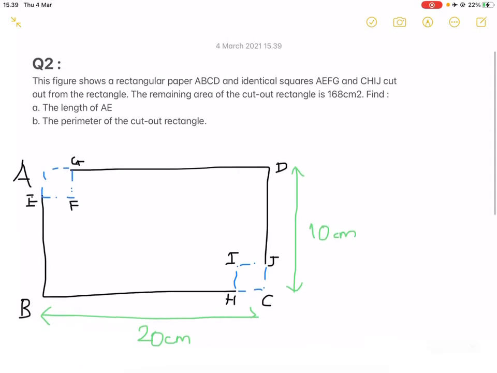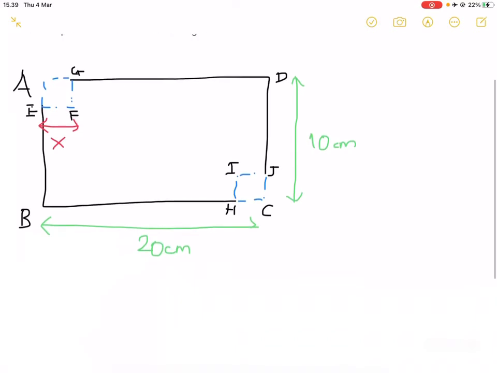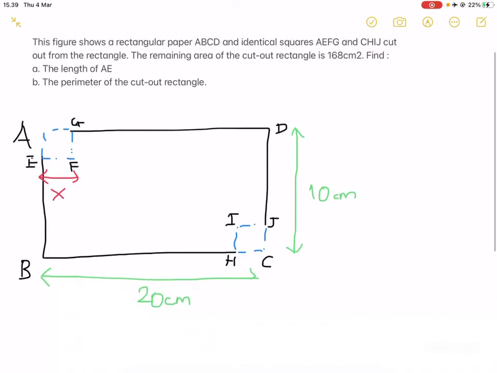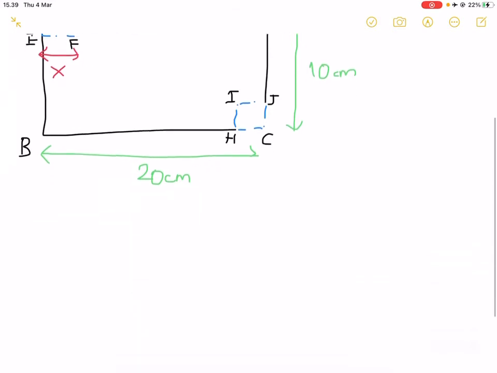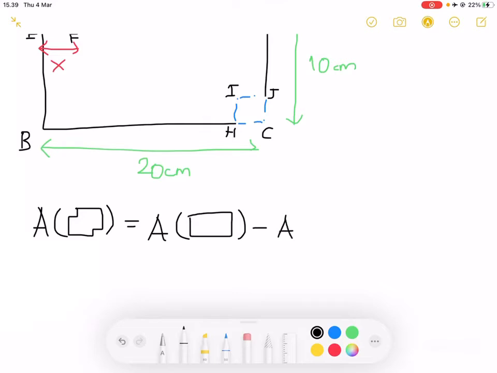So let's just work this out slowly. Suppose that the length of each square will be x. And I mean each square because we know that the squares are identical. So we can form an equation in terms of x by noticing that the area of the cutout rectangle, I'm just going to draw a mini diagram right here, is equal to the area of the original rectangle minus the area of the two identical squares.